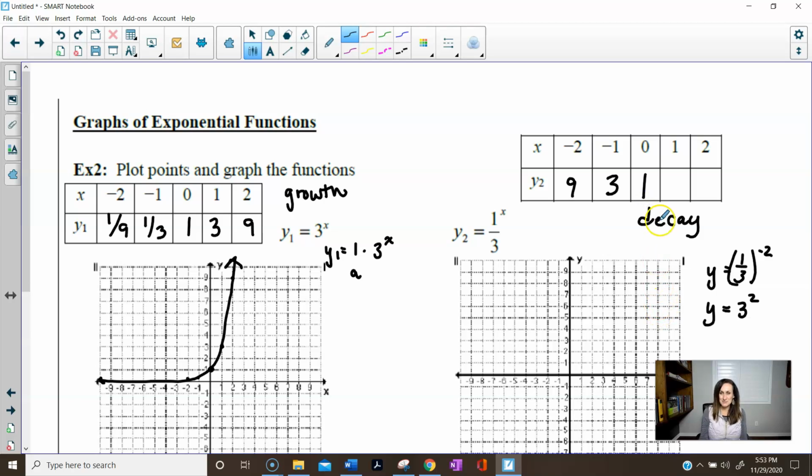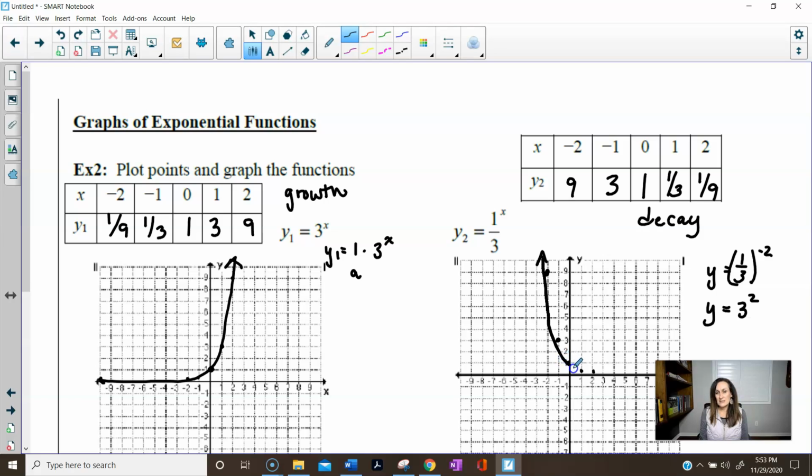That's your y-intercept. 1/3 to the first power is 1/3, and 1/3 to the second power is, you would square the 1 and square the 3, which is 1/9. So at -2, you're up at 9, and at -1, you're up at 3, and at 0, you're at 1, and then at 1, you're up at 1/3, and then at 2, you're at 1/9. So what happens here is we start here and then we drop quickly.